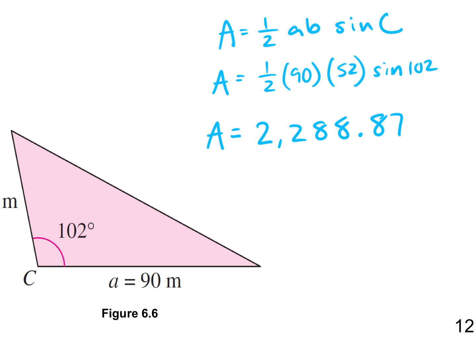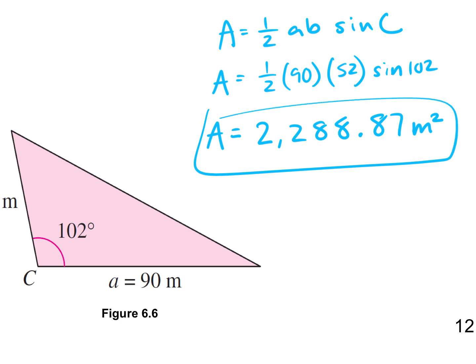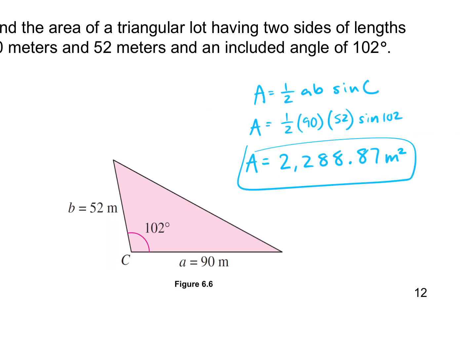Now here, what unit are we talking about? Awesome, meters squared. Since it's area, it's your unit squared. So it's just 1/2 times the two sides and the included angle, so the angle that's in between them. Any questions?